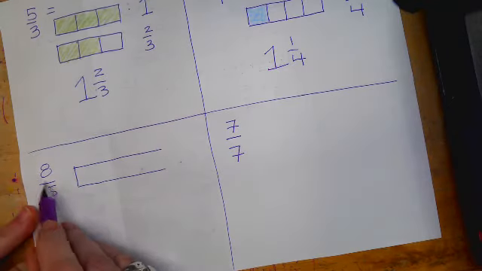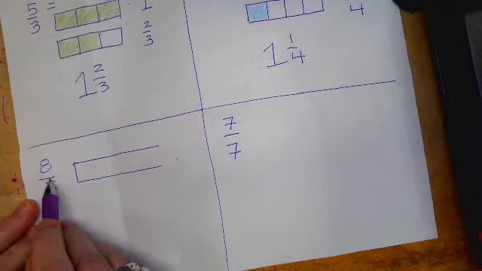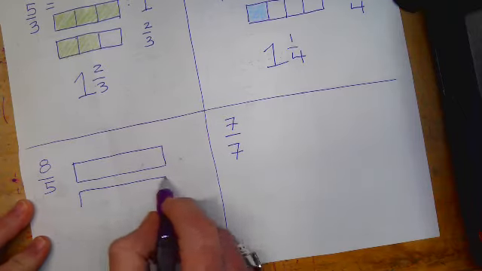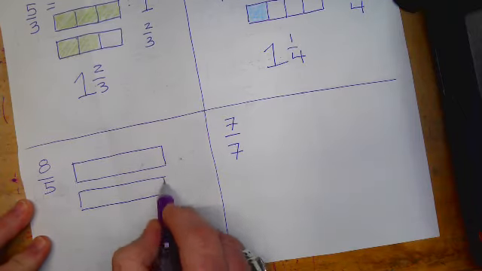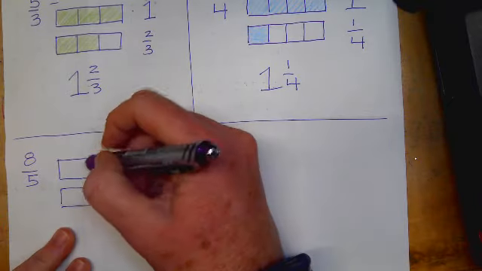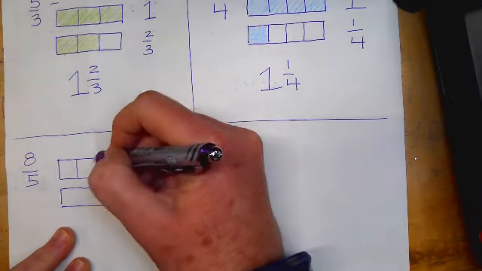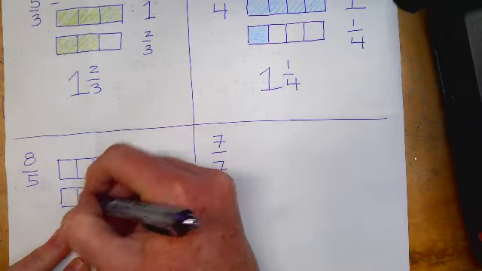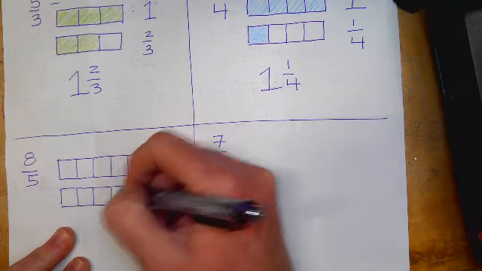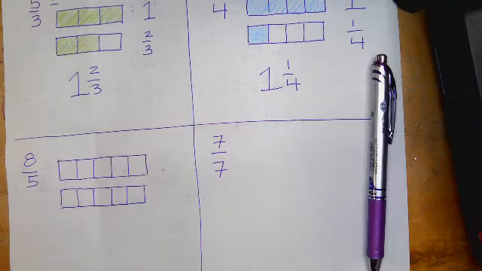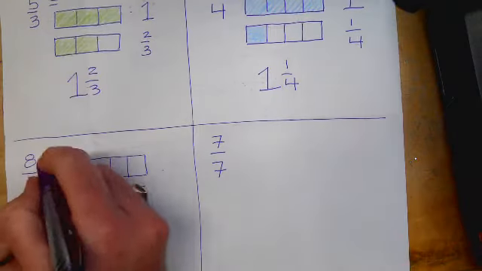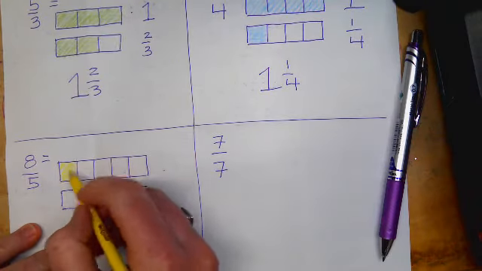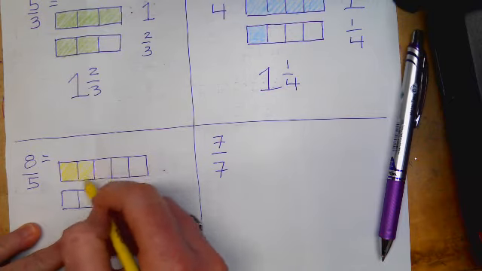Do I dare pick yellow? Can you guys see yellow if I pick it? Here we go. Now I need fifths. And I know I'm going to need, if I have a bigger number on top, larger than 5, I know that I'm going to need at least 2 of these strips. And then I'm going to draw in fifths. 1, 2, 3, 4, 5. 1, 2, 3, 4, 5.